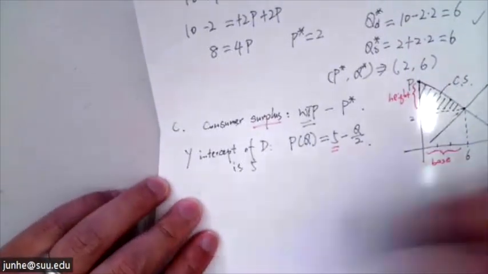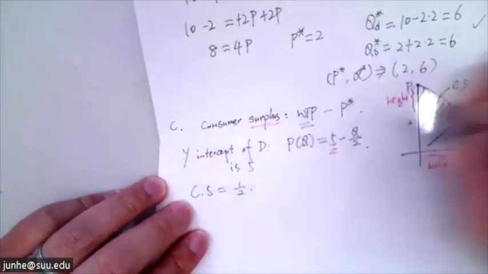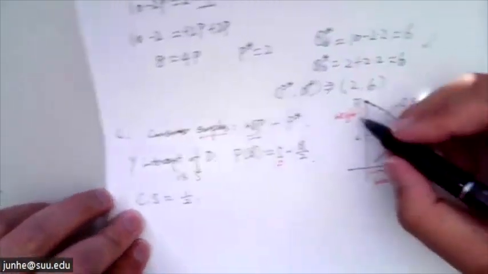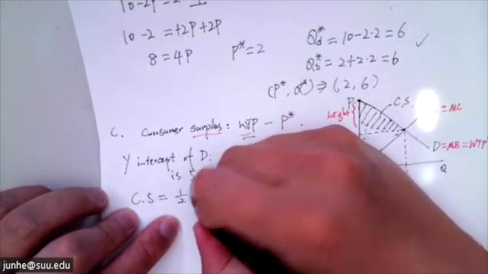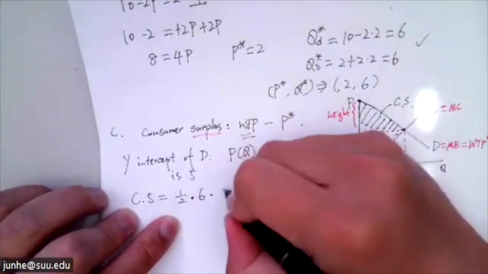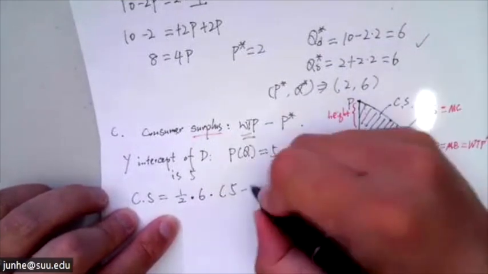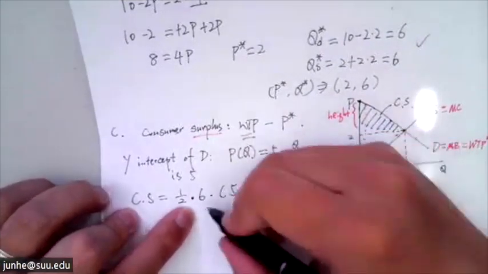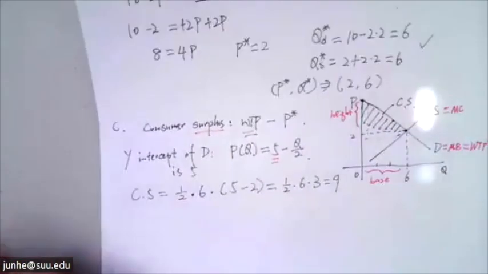So in this case, consumer surplus equals half base multiplied by height. And base is 6, and the height is 5 minus 2. So the result is half times 6 times 3, which is 9. So that is your total consumer surplus.